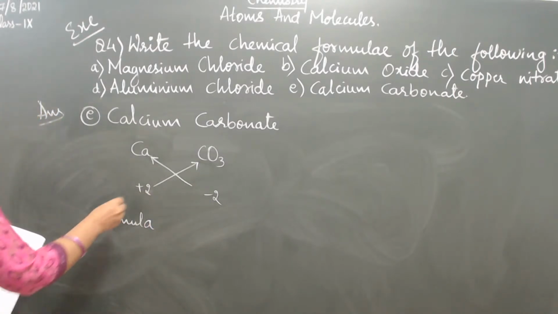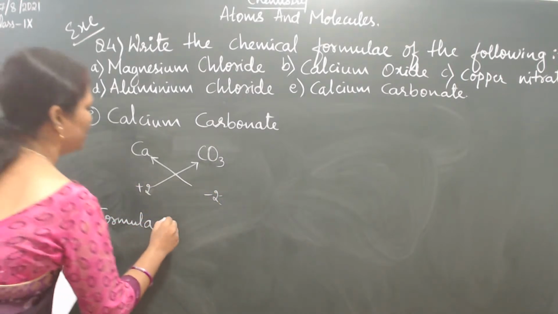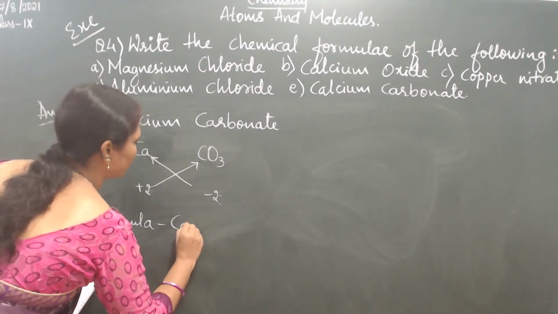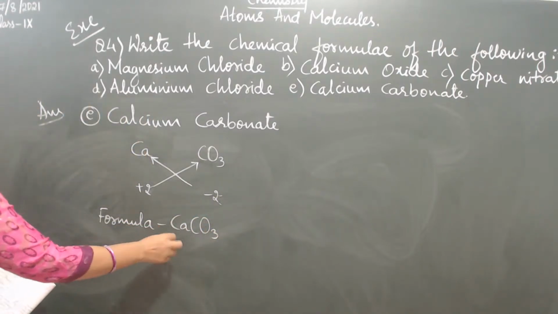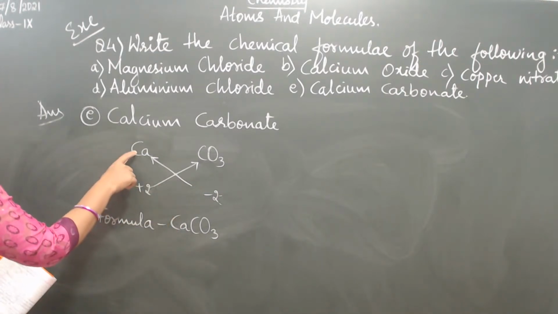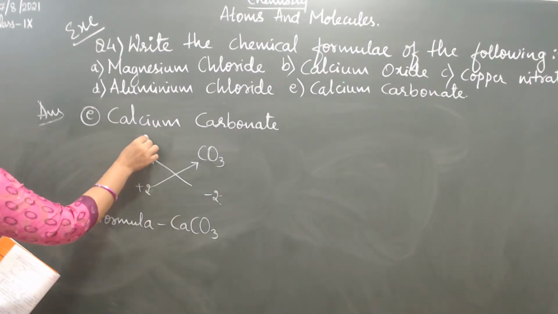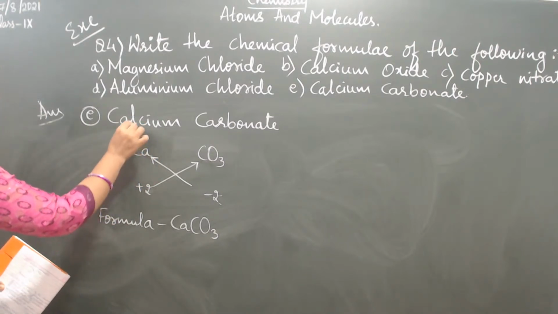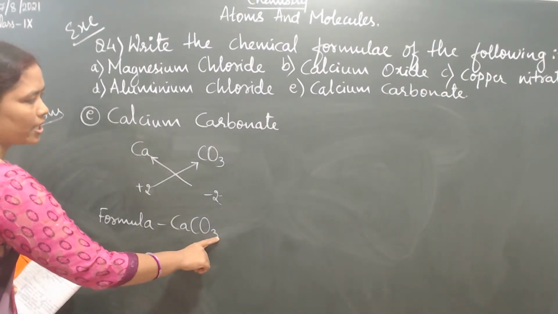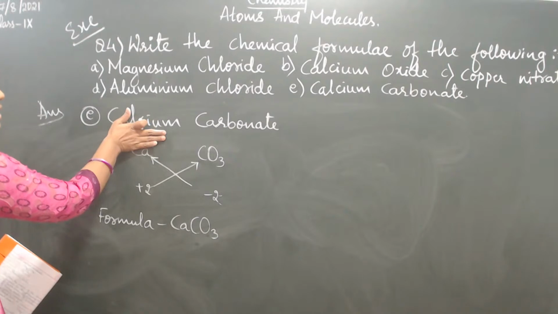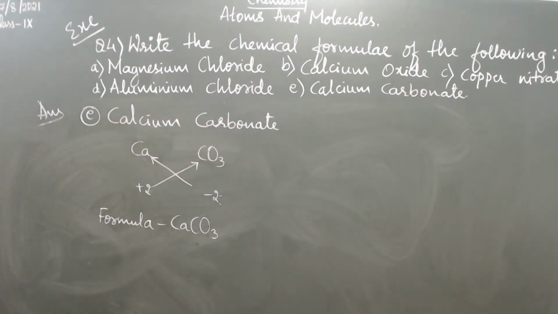What will happen here? +2 and -2 cancel. So CaCO3. Here why am I writing the small letter? Because capital letter C and the small letter a is the symbolic representation for this calcium element, calcium atom. Okay. So CaCO3 is the chemical formula for the calcium carbonate. Okay. Then move to the next one. Next question, that is the fifth one.